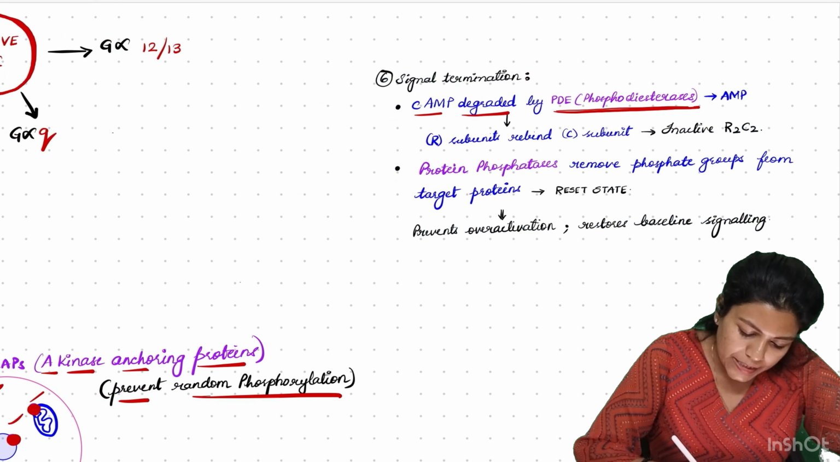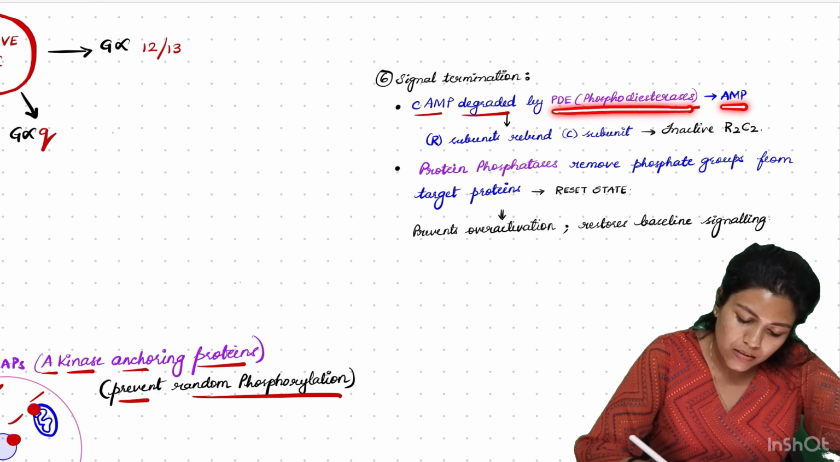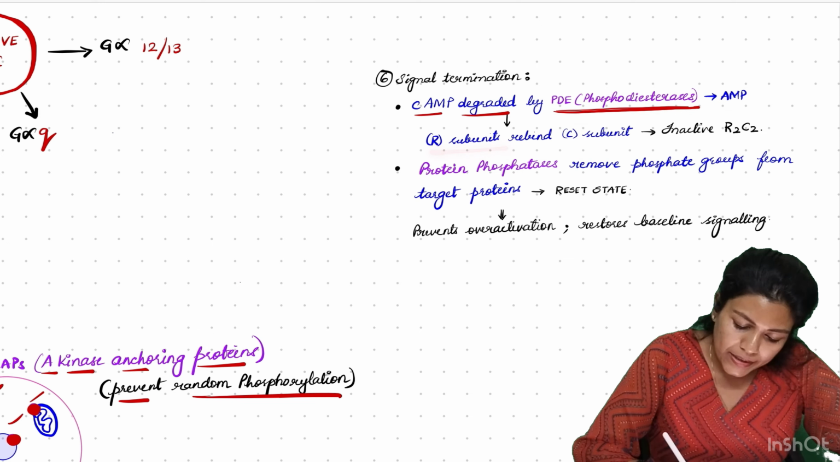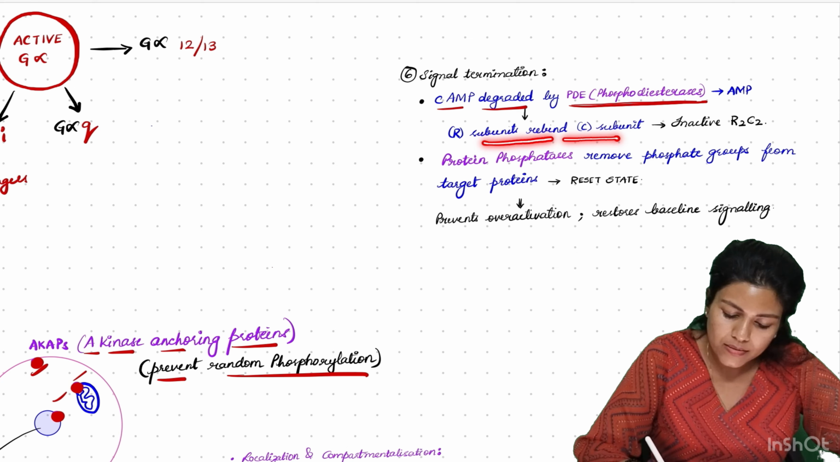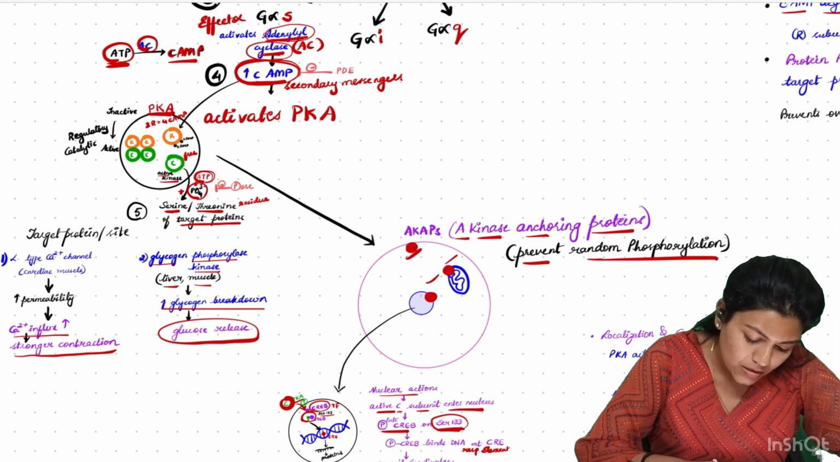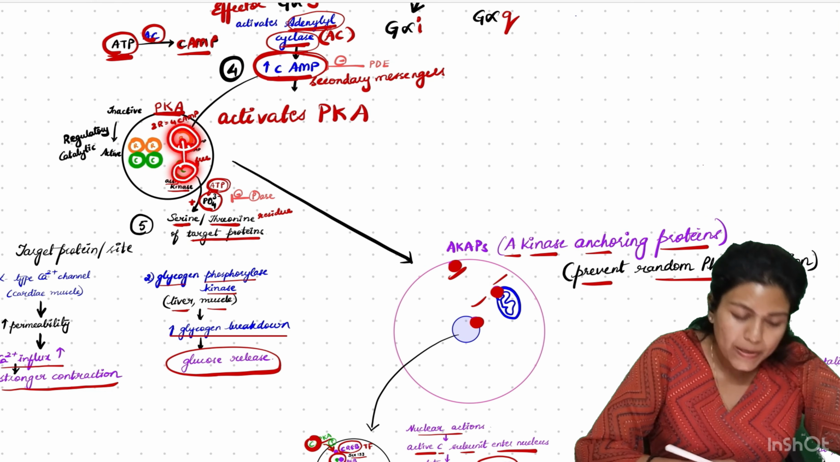So, with the cyclic AMP degraded by the phosphodiesterases, the R subunits rebind. Now these R subunits will rebind to the catalytic subunits, forming the inactive R2C2. When there is no cyclic AMP, the catalytic subunit will bind back.